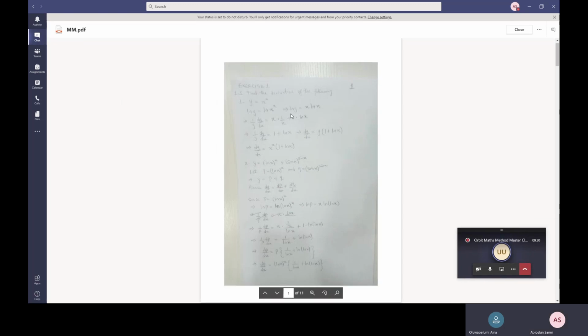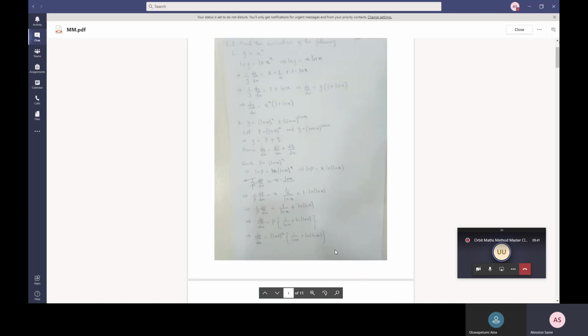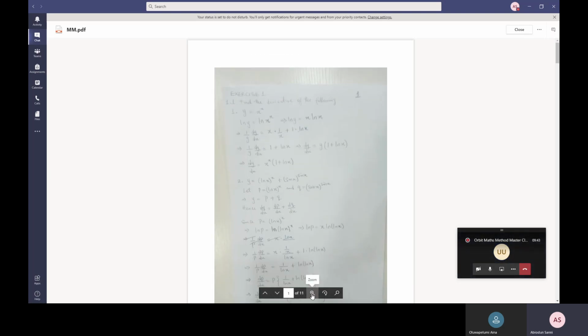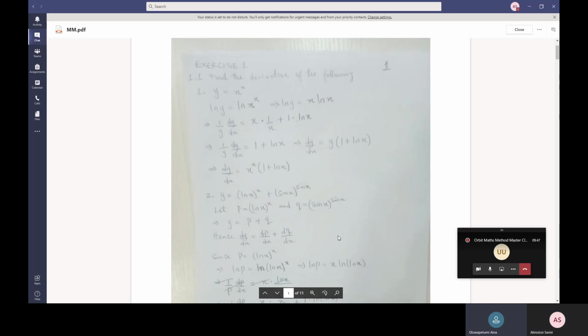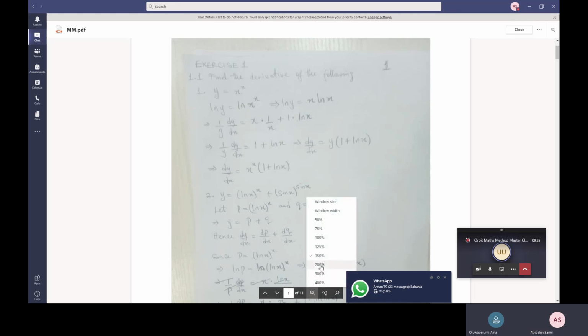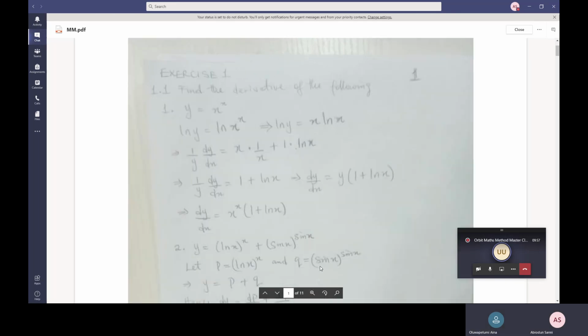So can you see this? Can you see this here? No, it's not clear. Okay. 100%. How about like this? Yes, please. Is it better like this? If you can still increase it a little bit. Okay. Yes.